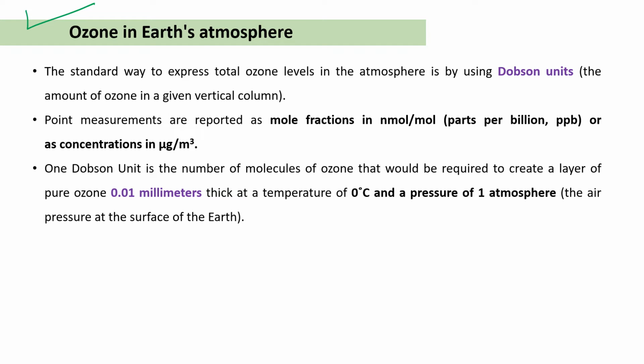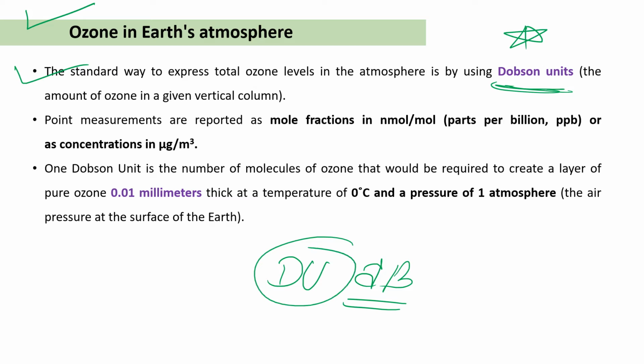Now, the ozone in the Earth's atmosphere. Okay, so now we are going to discuss the measurement, how we measure the ozone. The total ozone is measured in a specific unit that is known as the Dobson unit. Very common and very well known, and you are very familiar with this unit, the Dobson unit. Sometimes you get confused between the Dobson unit and the decibel unit. Okay, so Dobson is for ozone and decibel is used for noise pollution measurement.